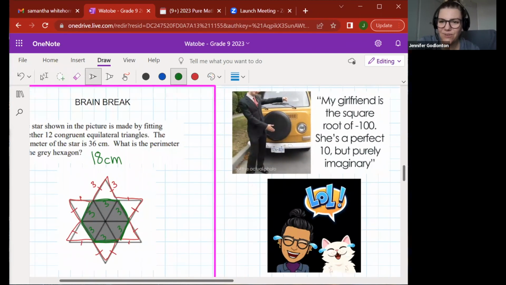And your joke for today. My girlfriend is the square root of -100. She's a perfect 10, but purely imaginary. So for those of you who have done imaginary numbers and non-real numbers, you've got your joke of the day. So you can't have a square root of a negative number, guys. It doesn't exist. It was sneaky. So if any of you don't have a boyfriend or a girlfriend and you want to pretend you do, you can say you do. They're the square root of -10. That's how hot they are. And you'll be fine.